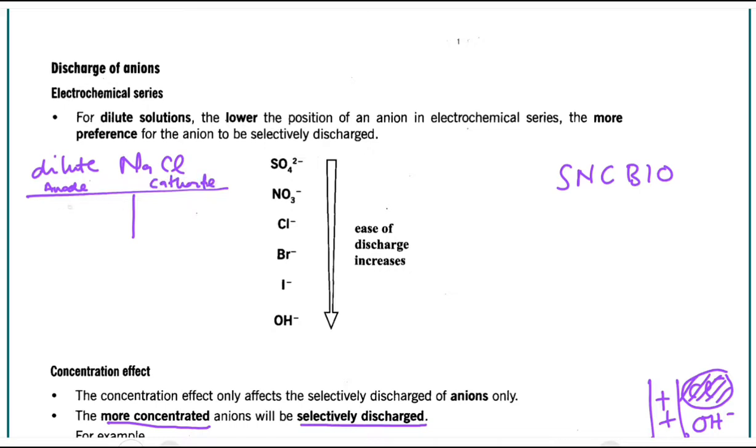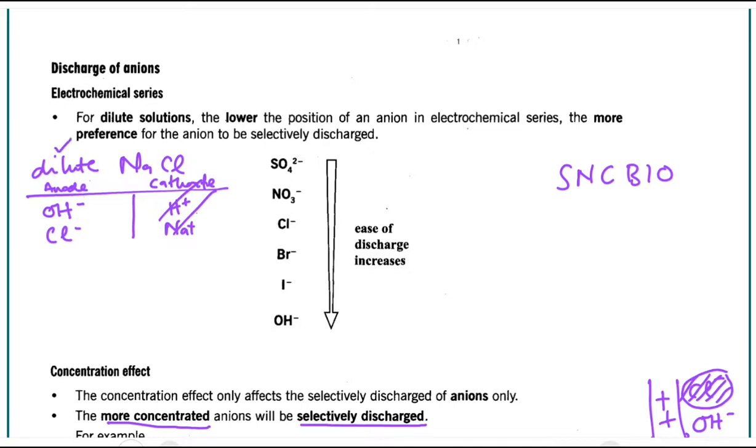On the dilute part, that's water. For water, the one that will go to the anode is OH minus, and to the cathode goes H plus. Then we break down sodium chloride: the sodium ion will go to the cathode, as well as the chlorine ion will go to the anode. Here we are not concentrating on the cathode part, because we want to look at selective discharge of anions. So at the anode you find there would be a hydroxide as well as the chlorine ion.